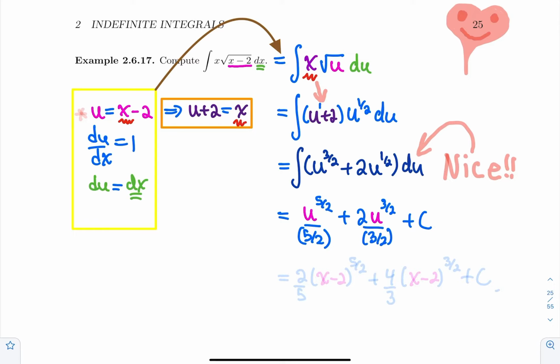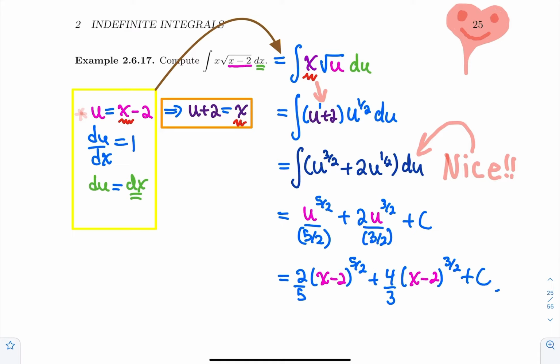Here I'm going to clean those fractions by flipping them. So when you divide fractions, you can just flip them. So over 5 over 2, that's the same thing as 2 over 5 u, which is x minus 2 to the power 5/2. So if I flip my fraction, I multiply by 2 over 3, so we get plus 4 over 3 u, which is x minus 2 to the power 3/2, plus c.